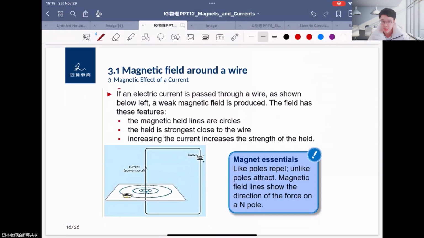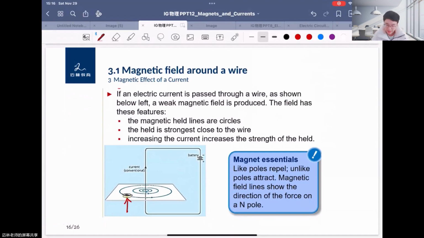he found a phenomenon: the compass deflected a little bit. Maybe a current can produce a magnetic field. The scientists spent a few years investigating whether there was a deflection of the compass, and finally realized that a current can produce a magnetic field. Or you can say there is a magnetic field around a wire with current.